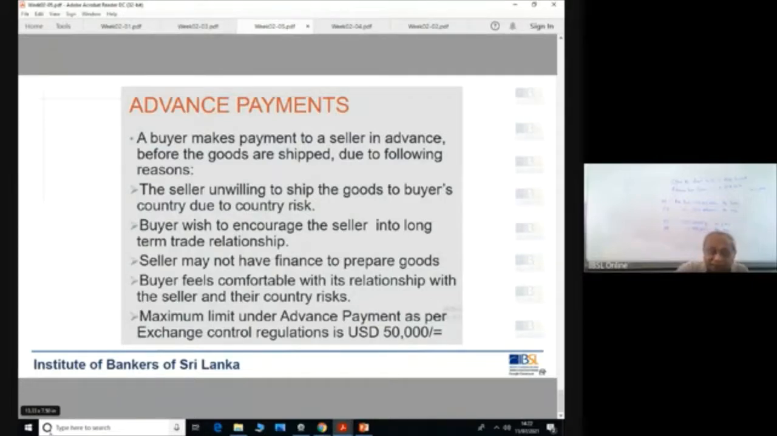In your personal life, have you done any advance payment transactions? Not in the bank. Your personal life. Have you done any international trade transactions on advance payment?